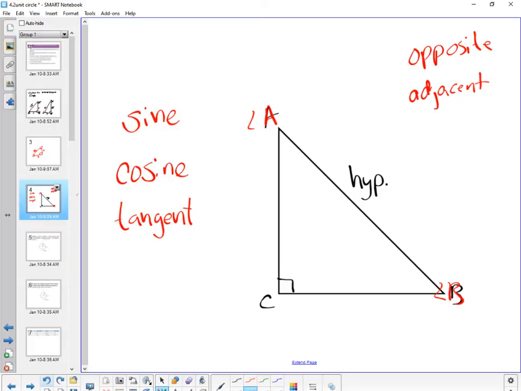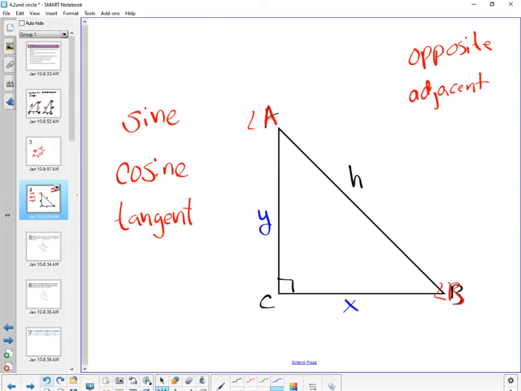So, let's put some stuff on here. Because that's hypotenuse, and it's always a hypotenuse, I'm not going to give it any other letter, okay? Actually, I will. I'm just going to call it H. You guys cool with that? And I'm going to call this Y. I want to call this X. You guys cool with that?